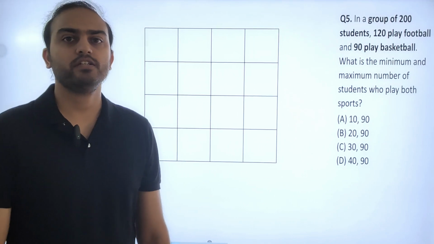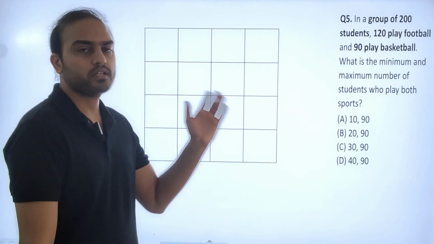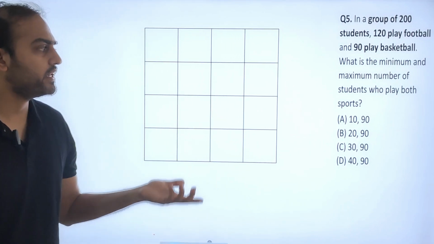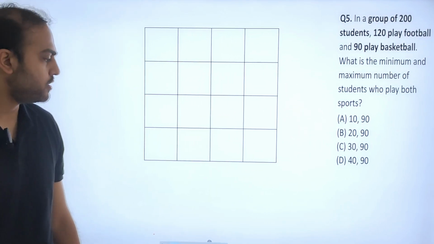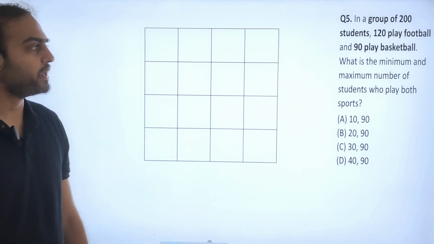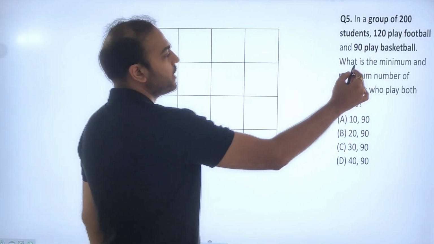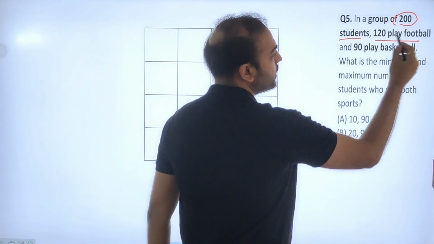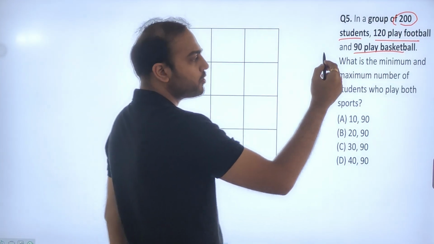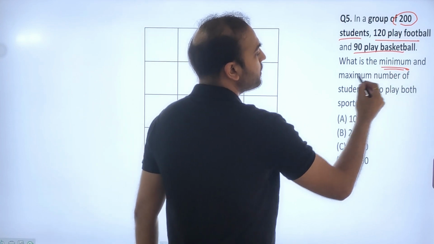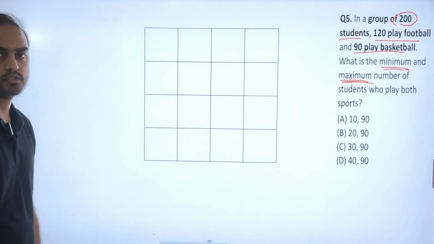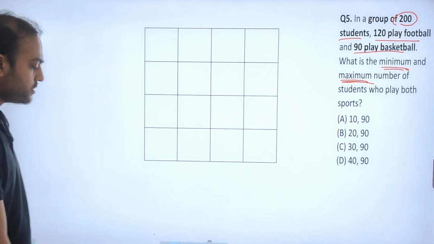Now that you have read this question, you will realize it is based on the application of the previous two questions that we did, right? We need maxima, minima both in this. Okay, so again, we just make our table. We have 200 students in total, 120 play football, 90 play basketball. We need both minimum and maximum who play both the sports.